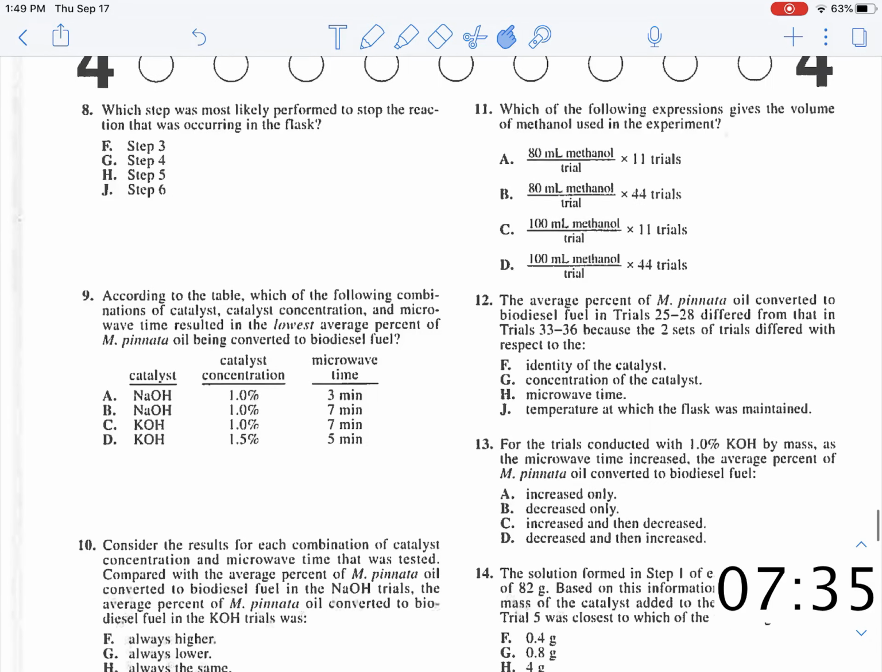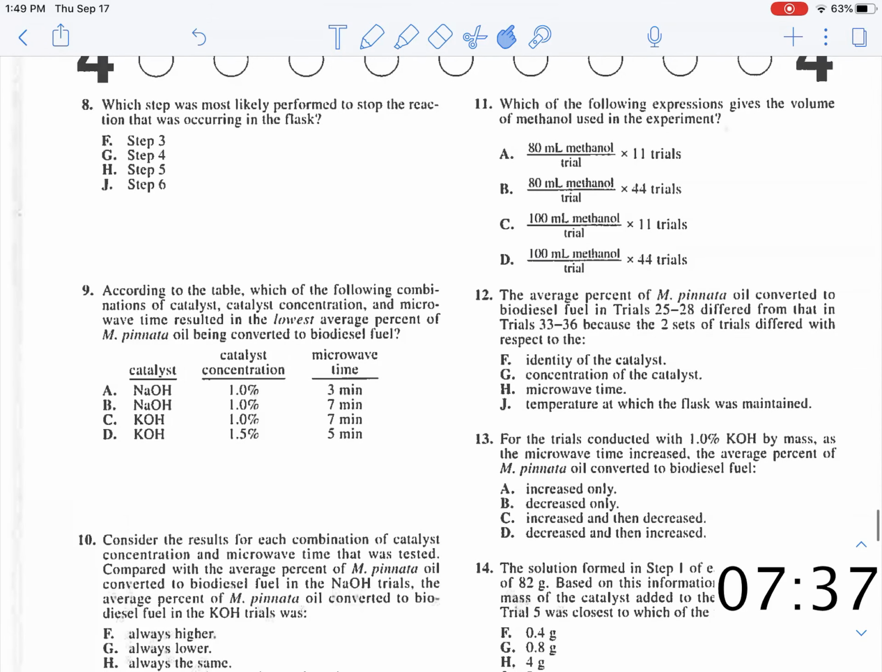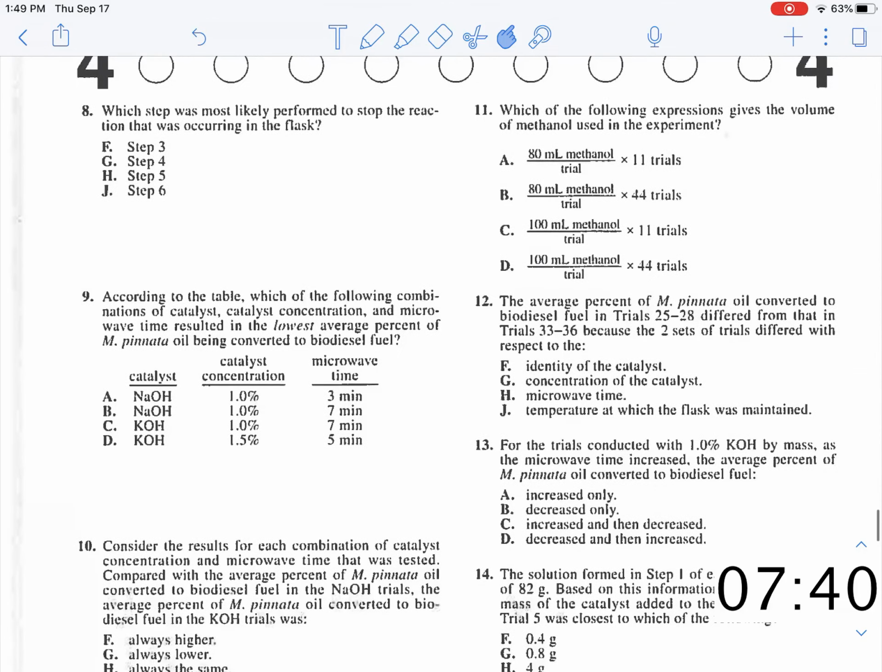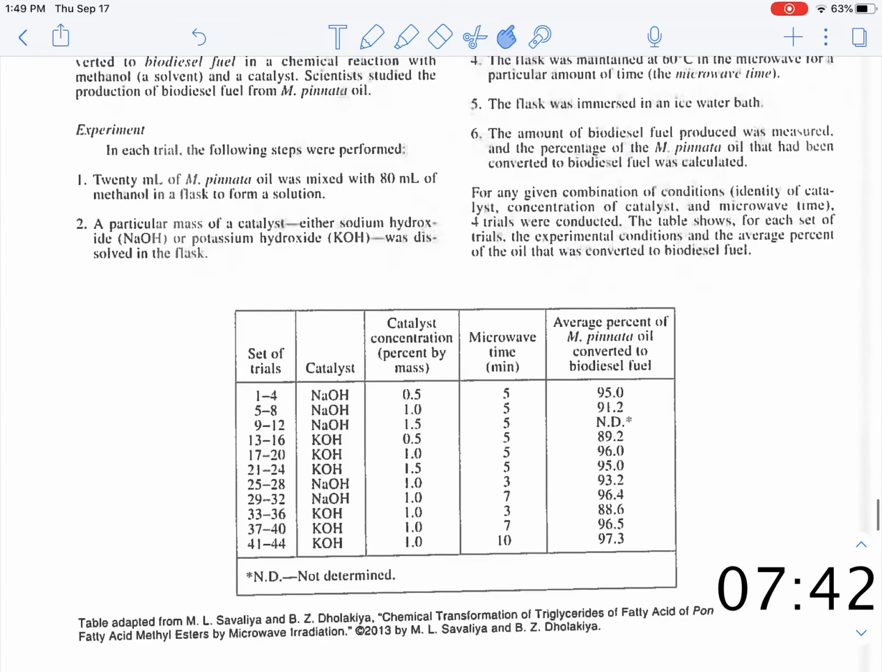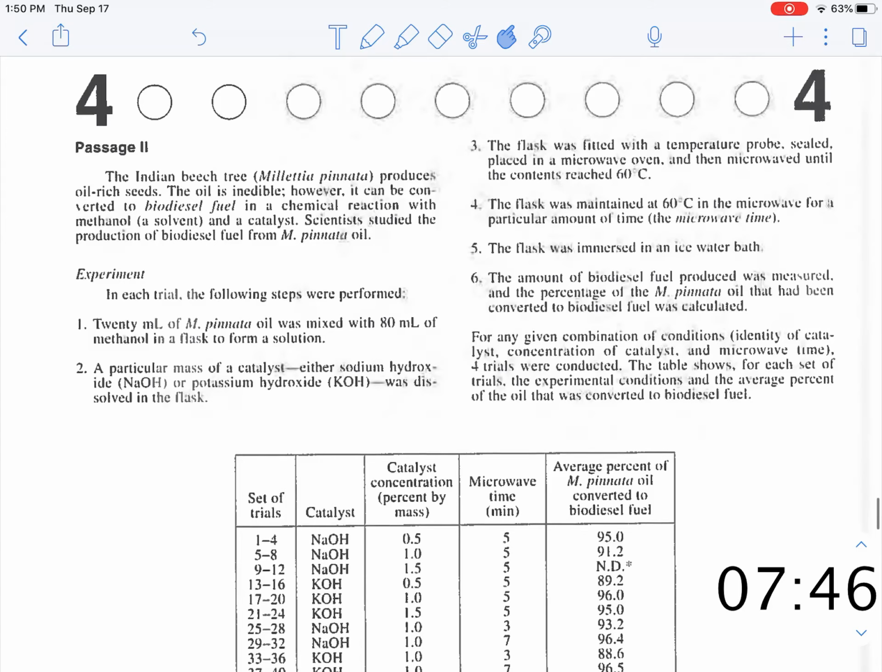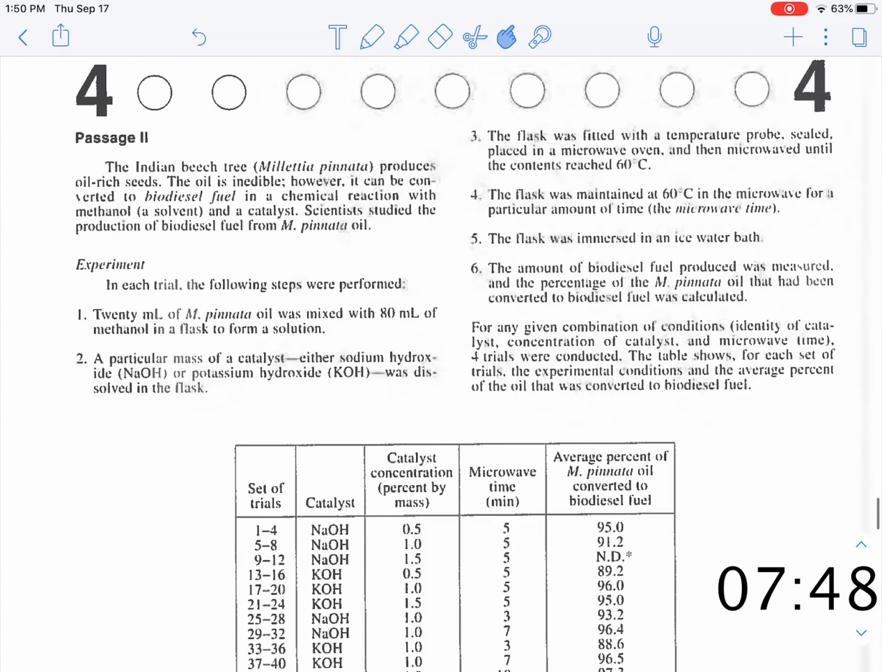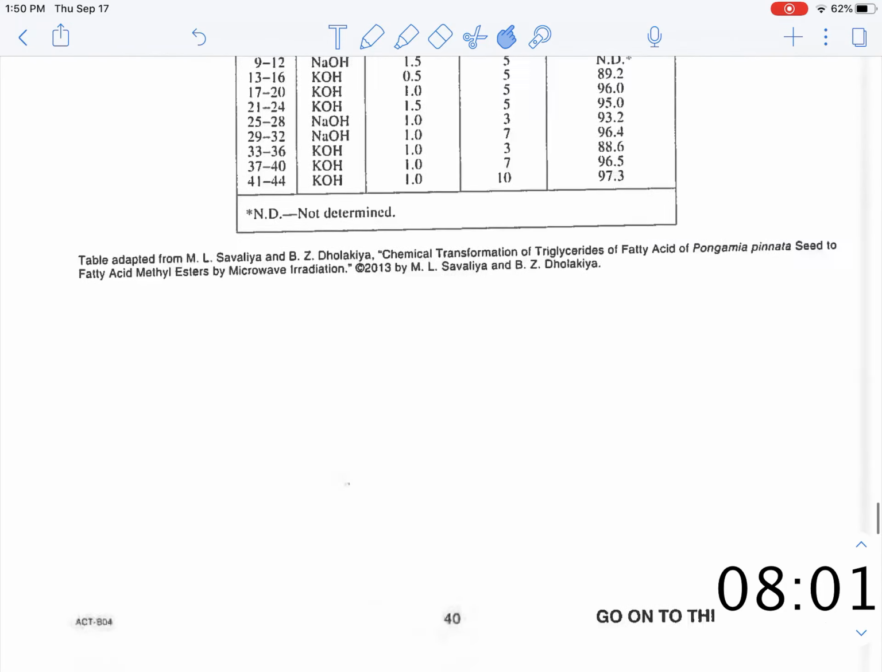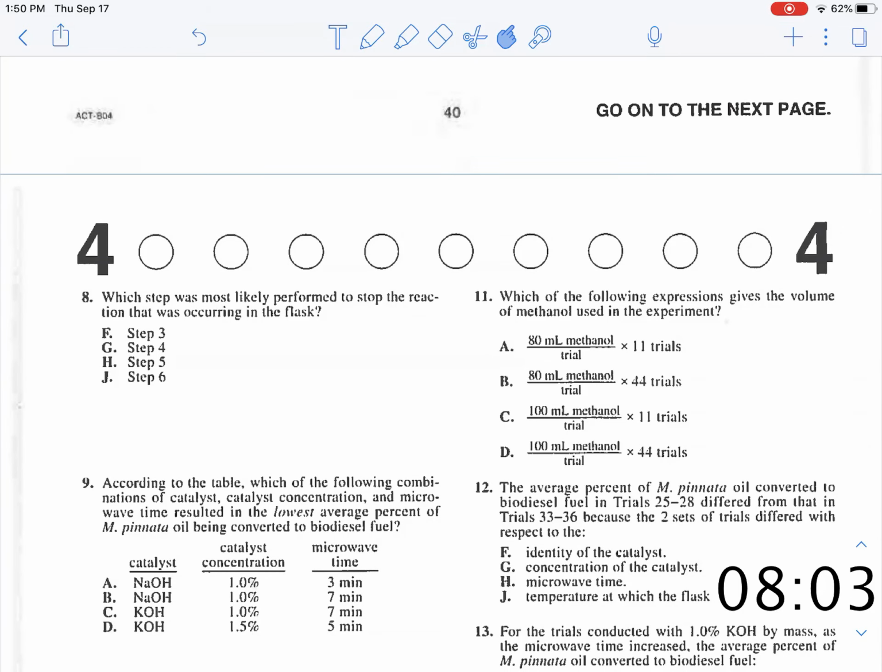Okay, now I know. What step was most likely performed to stop the reaction that was occurring in the flask? Step 3. Oh wait, step 5. They dissolved it and then they microwaved it. Okay, I guess number 5 or step 5. I'm just gonna really hurry up here because we have 2 minutes.